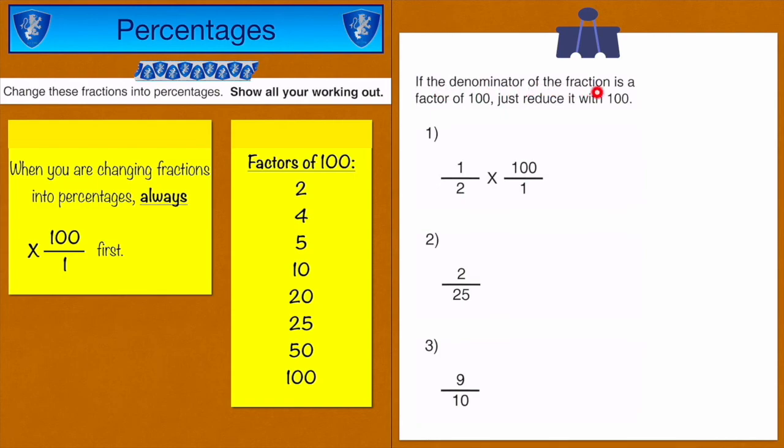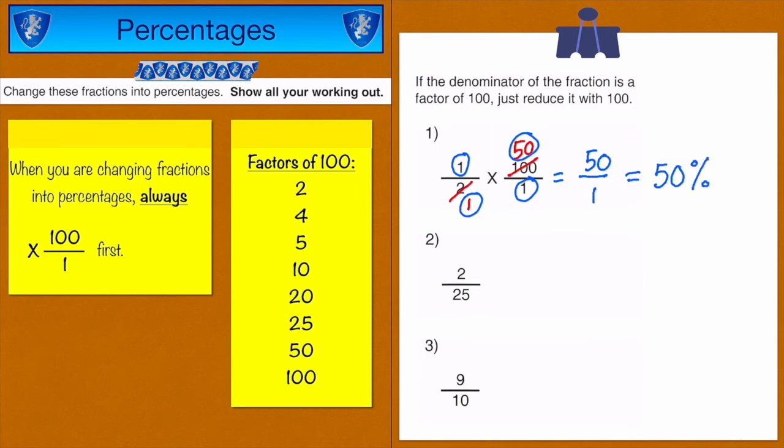It says if the denominator of the fraction is a factor of 100, just reduce it with 100. So there's the denominator of our first fraction, and that is a factor of 100. So what we're going to do is reduce 2 and 100 in the 2 times table. So we say that's 1 times 2, that's 50 times 2. And then if you remember, you multiply your top numbers together. 1 times 50 is 50, and your bottom numbers, 1 times 1 is 1. Now if you've got 1 at the bottom of a fraction, it means it's just a whole number. So another way of saying 50 over 1 is 50, and that is 50%.